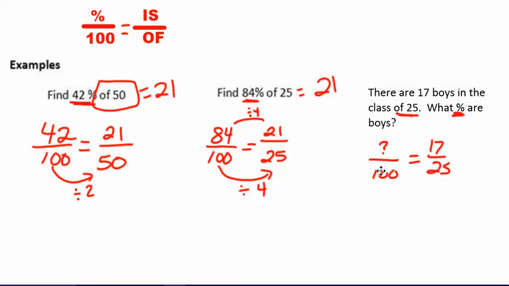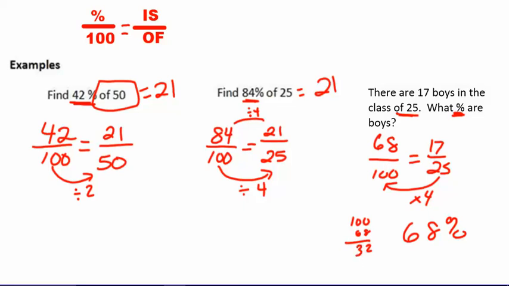So in this case, I'm going from here to here. How did I go from 25 to 100? I got bigger, so that means I must be multiplying. So I multiplied by 4. So then the top, I need to multiply 17 times 4, and I get 68. So that would be that 68% are boys. Okay? Bonus, if 68% are boys, what percent would be girls? That would just be 100% minus the 68% gives me 32% girls.